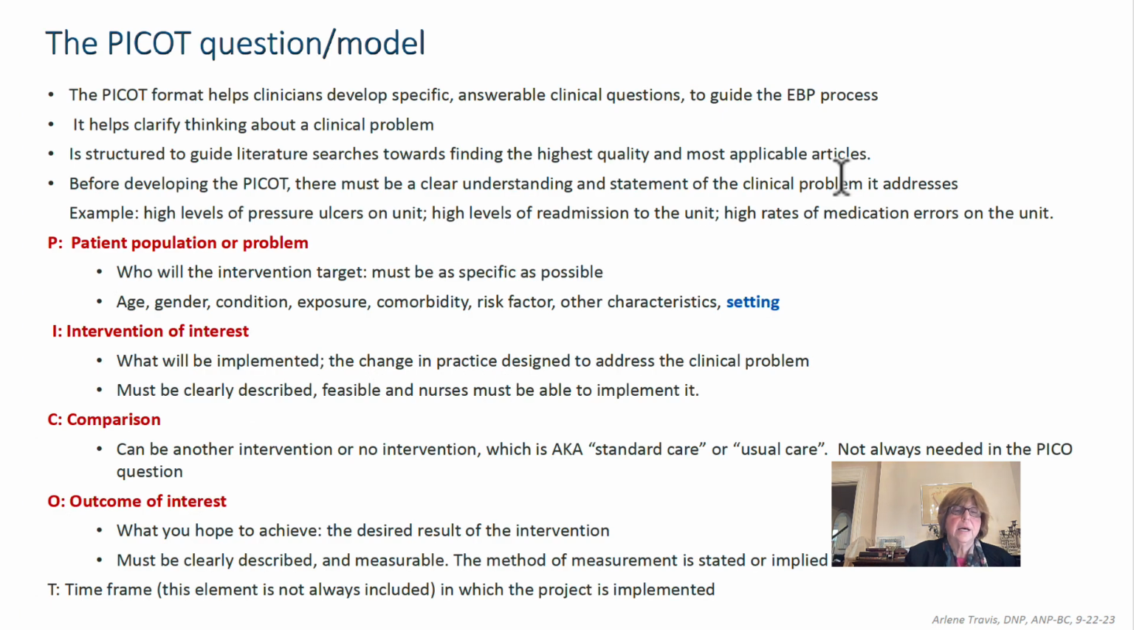The PICO question helps clinicians get specific answers to clinical questions. As we went over, it's structured around the patient population, who is going to be the target population, the intervention of interest, and the comparison. It could be either an intervention or no intervention, which is standard care or usual care, and it's not always needed in the PICO question. Then the outcome of interest: what do you hope to achieve, the desired result of the intervention. It has to be clearly described and measurable. And the time frame: how much time do you expect it to take.